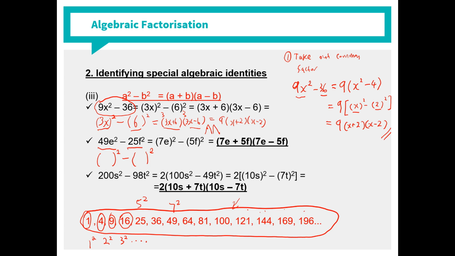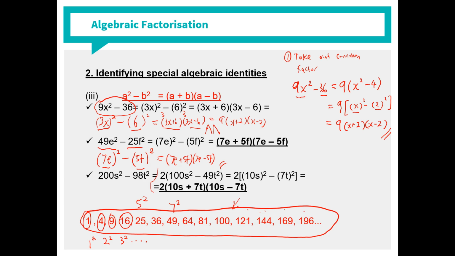49e squared is actually 7e whole thing squared. 25f squared is actually 5f whole thing squared. So this is your A and this is your B. So the A is 7e and your B will be 5f. For the last one, the steps are already done over here.